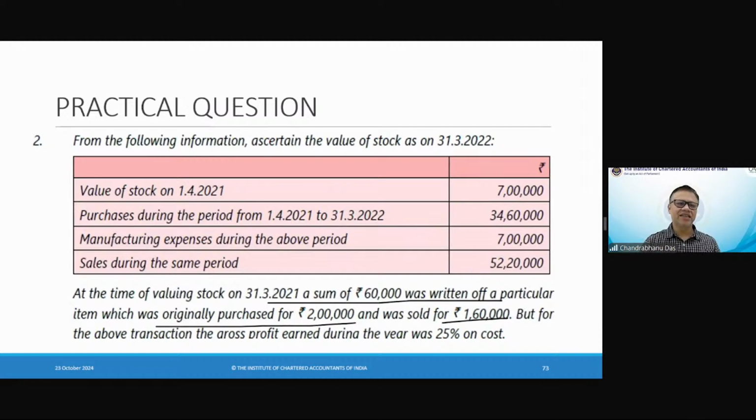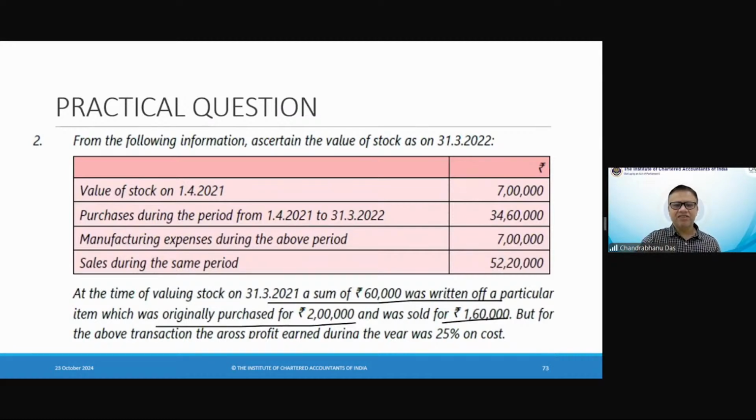What is written in the next line is that, for the above transaction, the gross profit earned during the year was 25% on cost. That means this transaction is included in your normal transactions, and then you have to show it separately because this is an abnormal item. Because what happened? You purchased it for some value and wrote it down for some value, and the sales price is less than the purchase price, which shows an abnormality in the transactions, which you have to show separately.